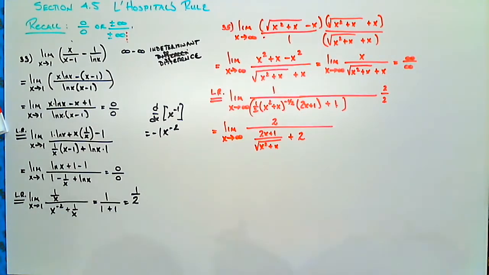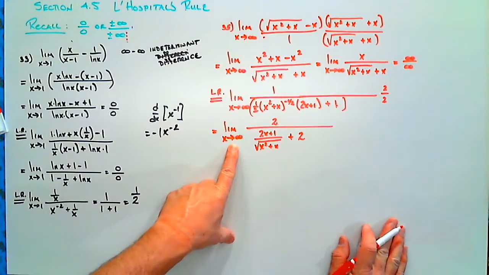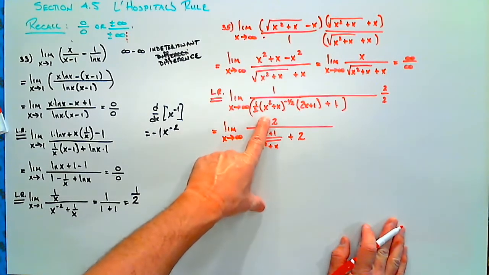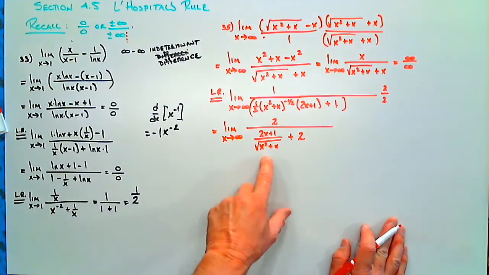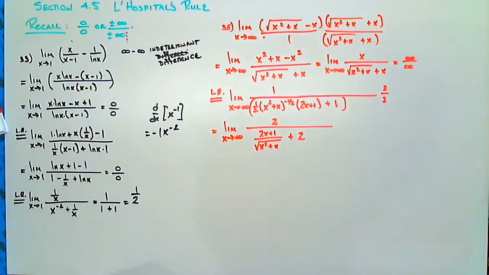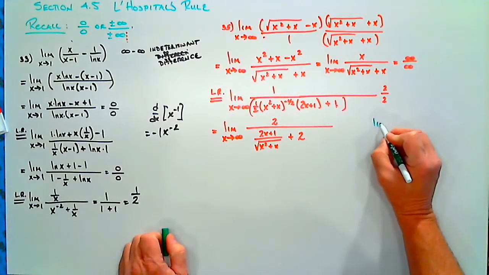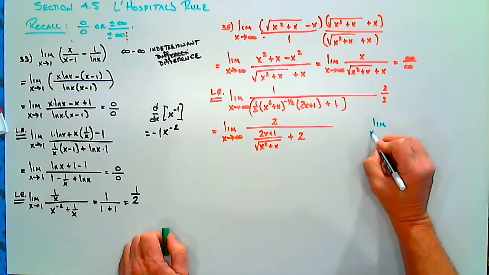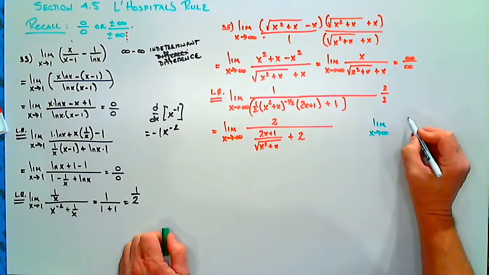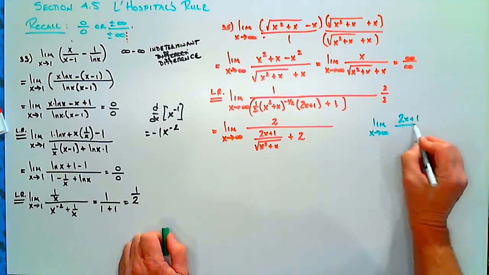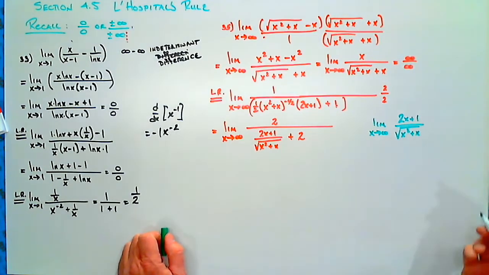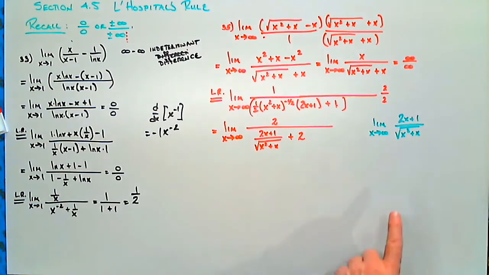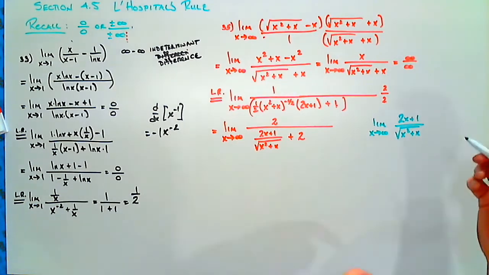Now, what are we left with? We've got to take the limit as x goes to infinity of this. Well, we know this is a constant. We know this is a constant. What's going on here? Well, we can do this problem off to the side, as a little aside problem. We've worked on problems like this in the past. We've done analysis where we've taken the limit as x goes to infinity of 2x plus 1 divided by the square root of x squared plus x. We know what to do. You take the highest power of x in the denominator and you divide.